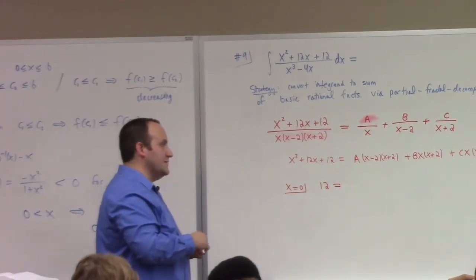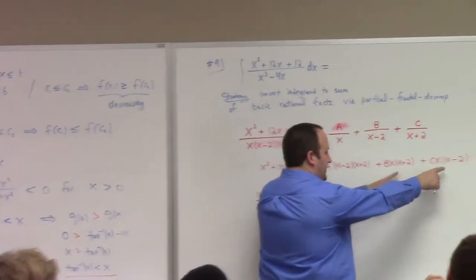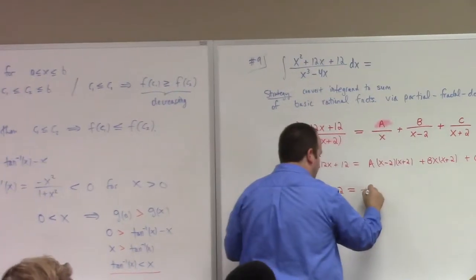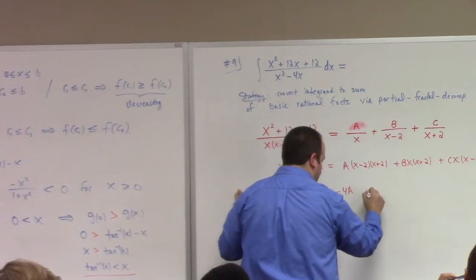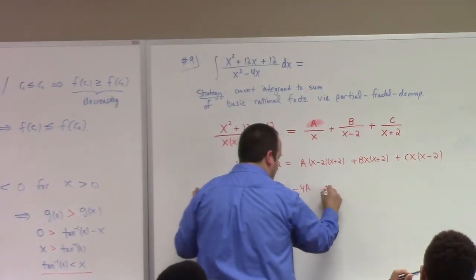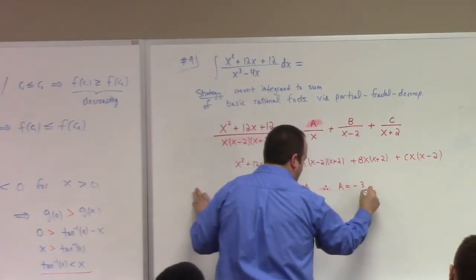Very successful. So these are both 0, and that's what? Minus 4a, yeah? So therefore, a is what? a is equal to minus 3.